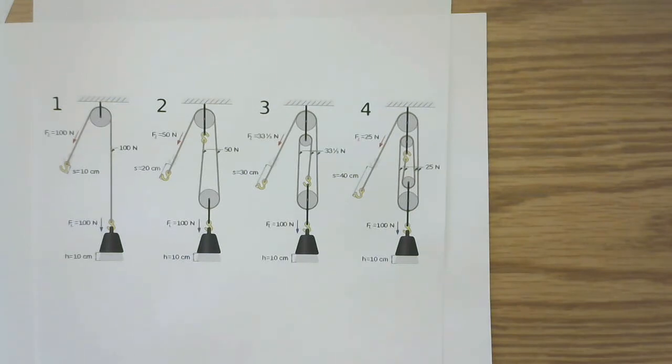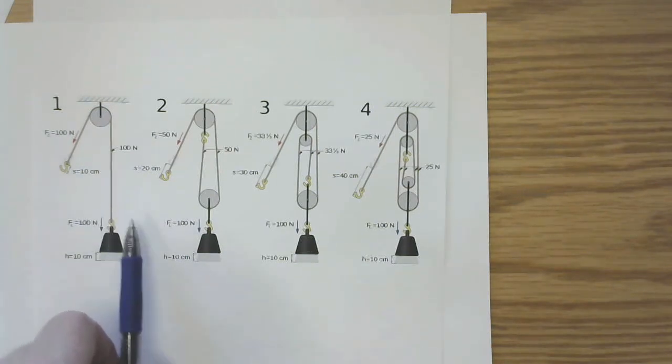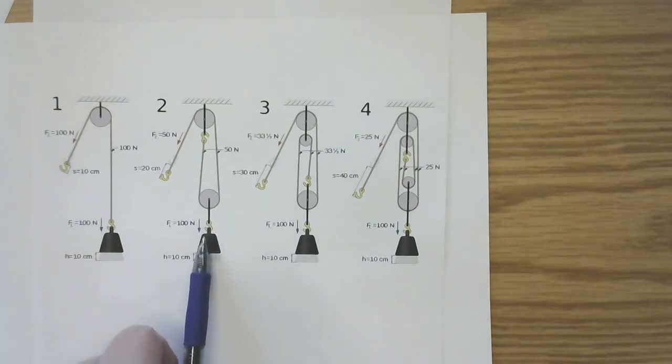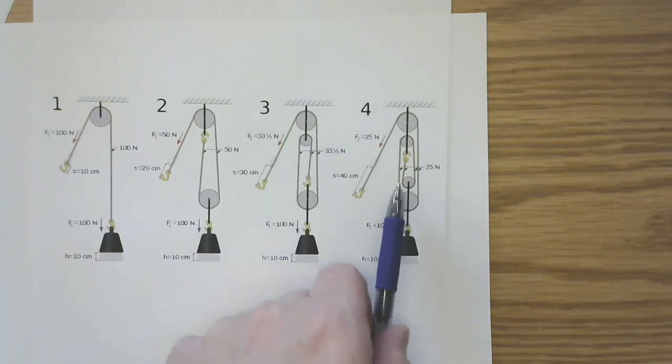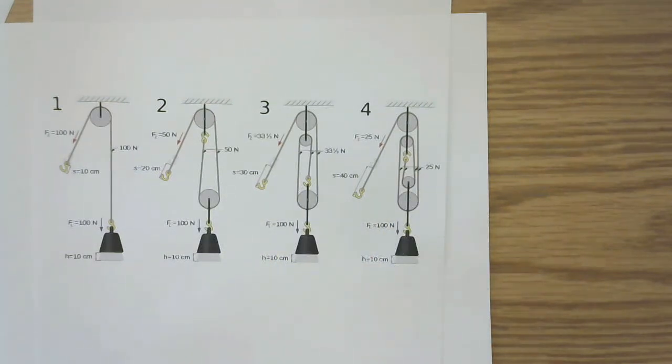Okay, so that's mechanical advantage for the pulley. What you need to do is count the number of ropes attached to the weight. And so there's 1 rope here, 2 ropes, 3 ropes, 4 ropes, and then it's always 1 to 1, 2 to 1, 3 to 1, 4 to 1 for these examples here.